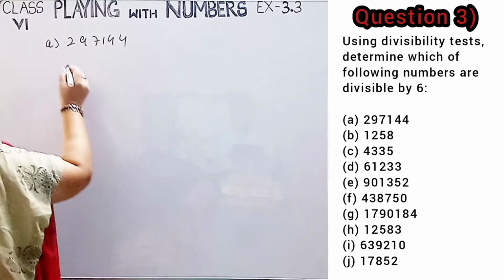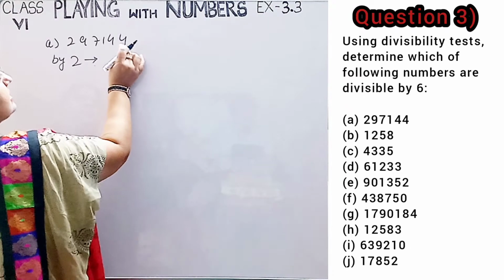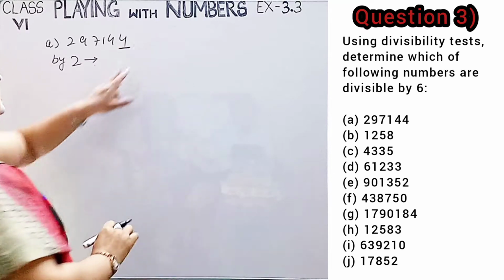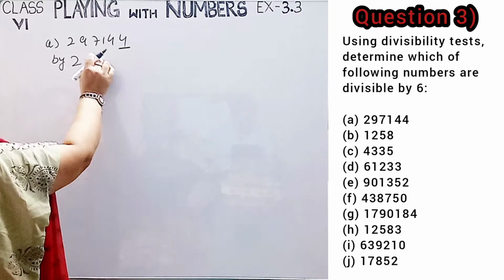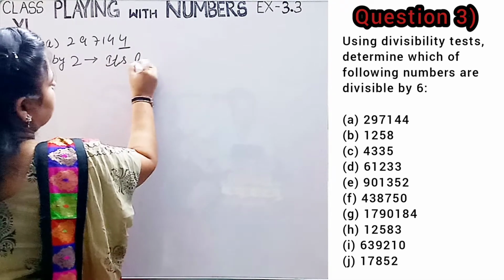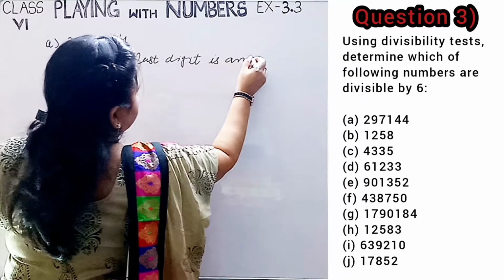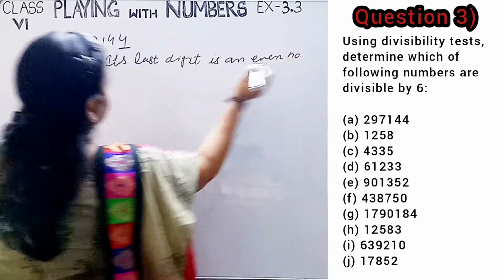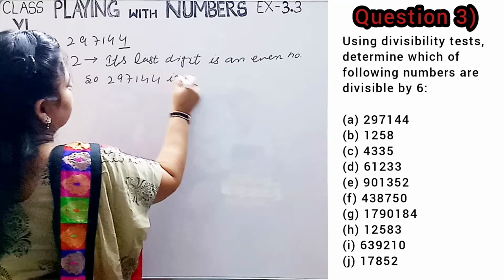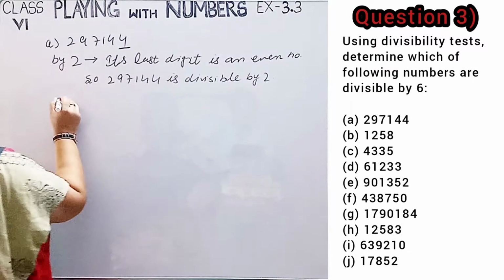297,144. So first we have to check divisibility by 2. Now we have to check its last digit. We have already learned that an even number in the last digit means yes, this is divisible by 2. Its last digit is an even number. So 297,144 is divisible by 2.